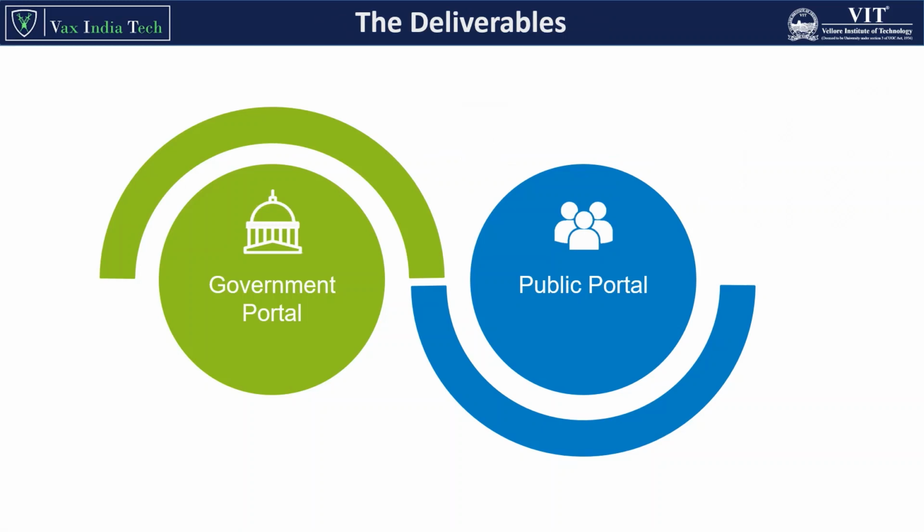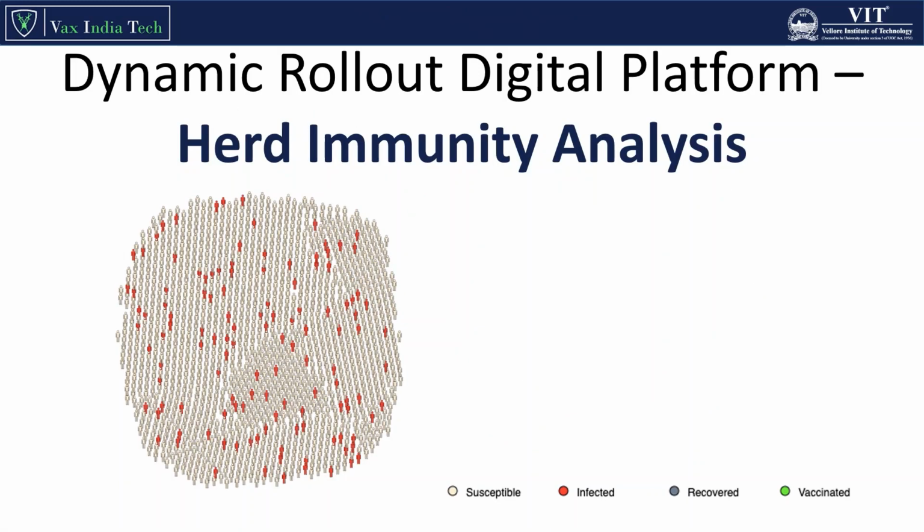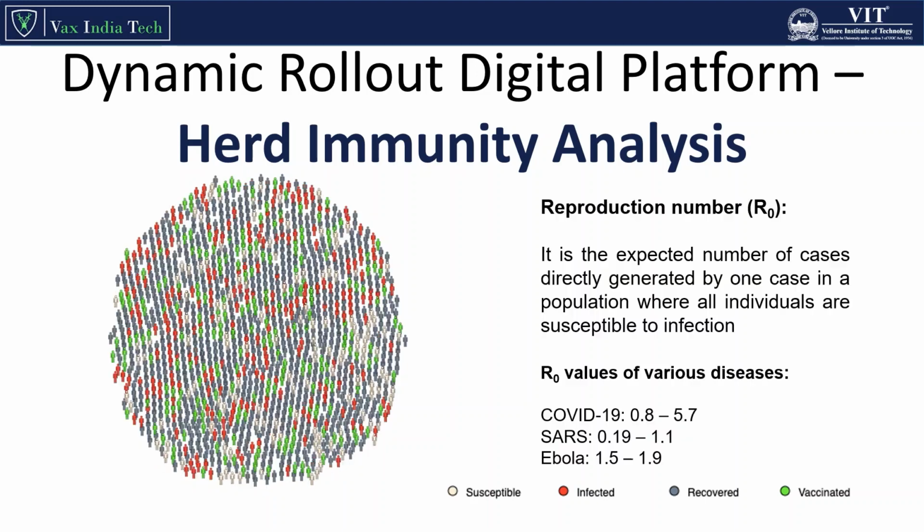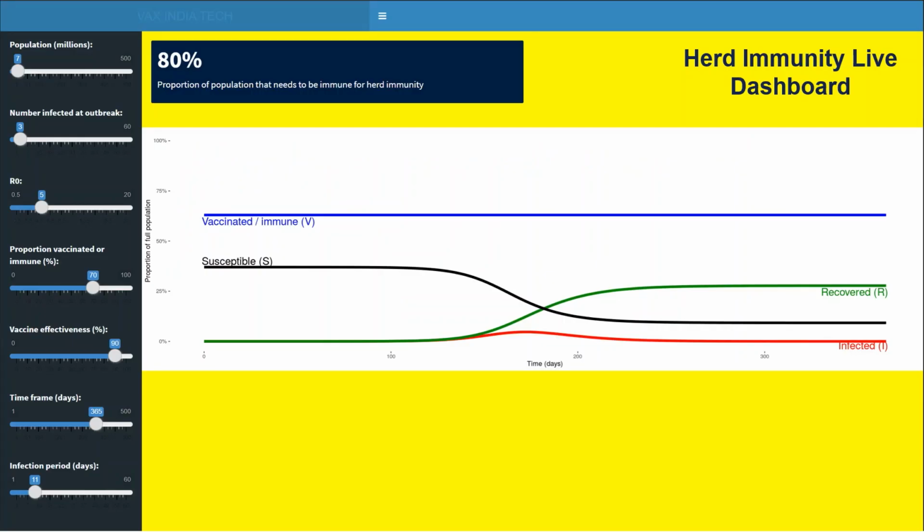Next, I'm going to take you through our prototype. First, I'm going to show you the dynamic herd immunity analysis platform. We'll be simulating the R0 value, reproduction number. It's the expected number of cases directly generated by one case in a population where all individuals are susceptible to infection. This is a live simulation based on the SIR mathematical model.